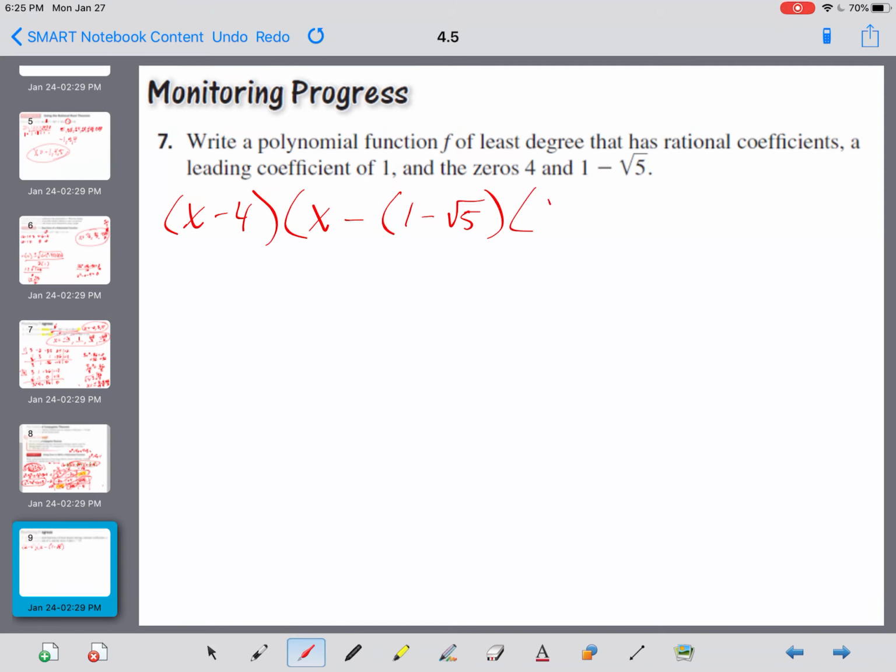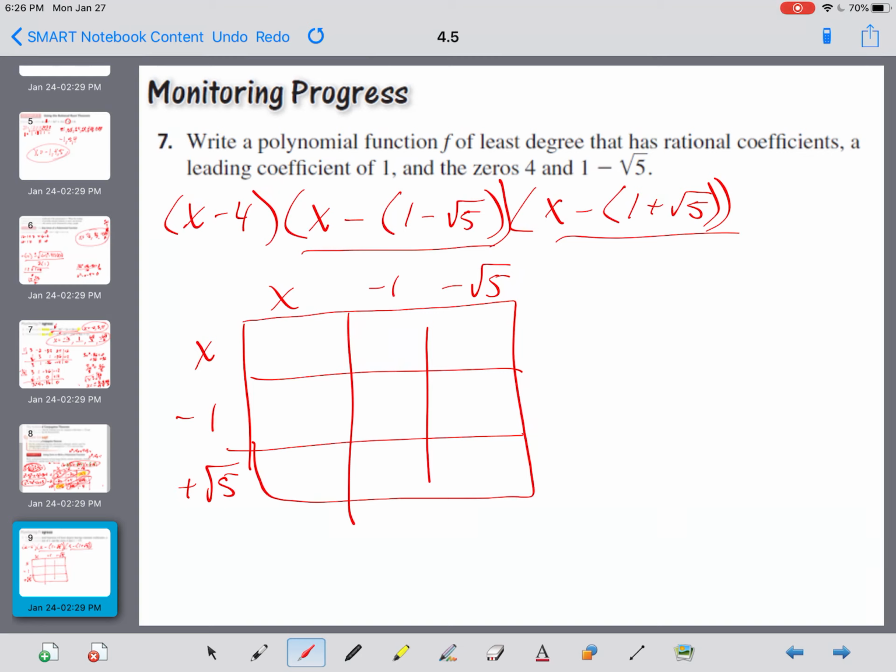I would do the box. You're going to need a 3 by 3 because it's got 3 terms. I do this one and that one first. X, -1, negative square root of 5. X, -1, positive square root of 5. I've got you set up to get started. So take a pause right here, finish out the box, get that quadratic, multiply it times that x minus 4, get your answer at the end. Come back and check.